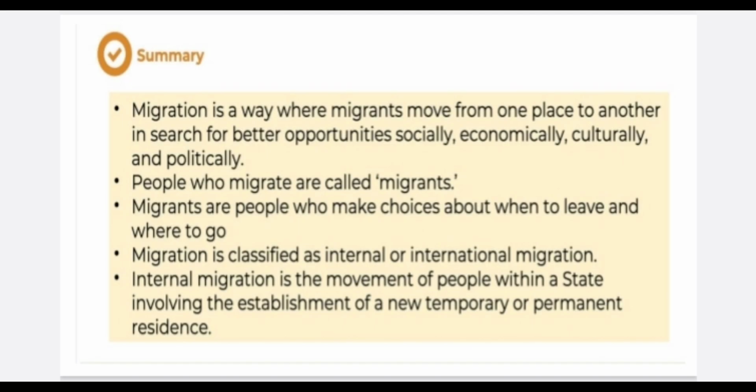In summary, migration is a way where migrants move from one place to another in search of better opportunities socially, economically, culturally, and politically. People who migrate are called migrants. Migrants are people who make choices about when to live and where to go. Migration is classified as internal or international migration. Internal migration is the movement of people within a state involving the establishment of a new temporary or permanent residence.